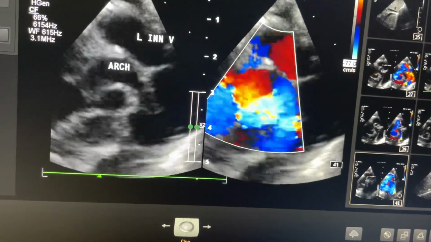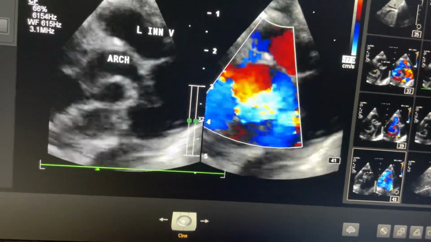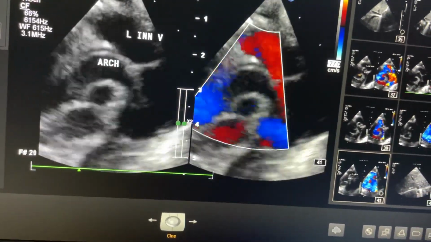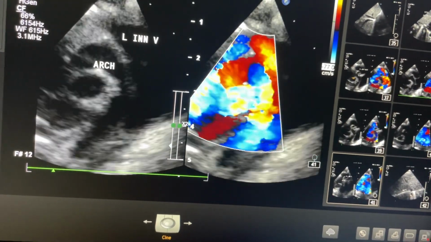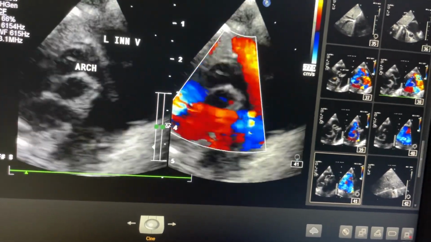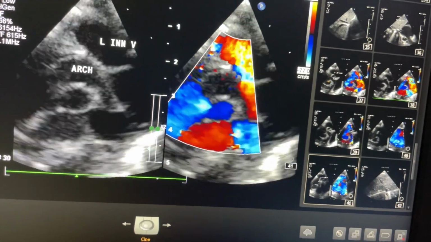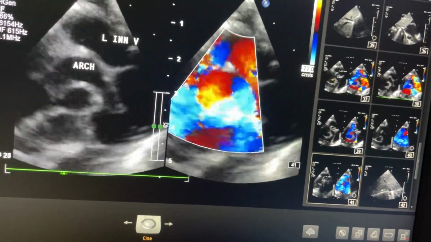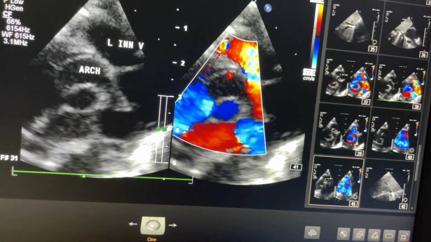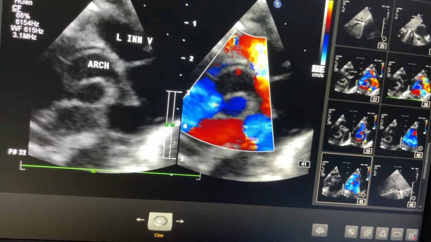Again you see the same thing. The aortic arch is above the left innominate vein, which is joining the superior vena cava, making an arch-like finding. That is the abnormal communication of total anomalous pulmonary venous connection.